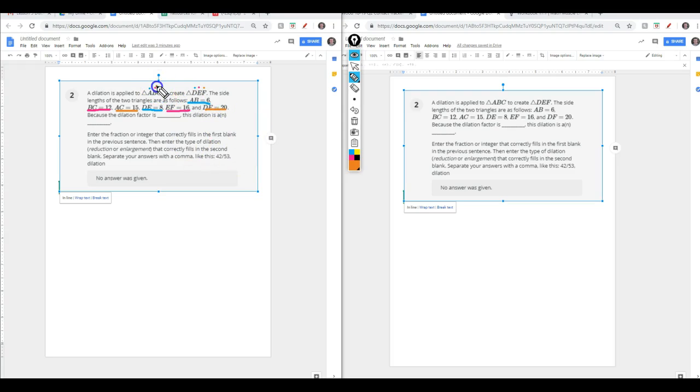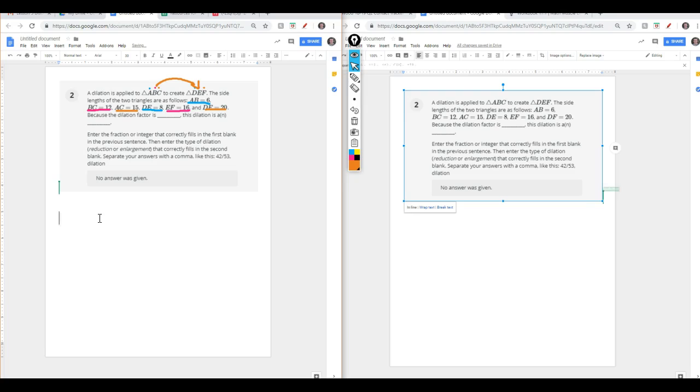So now since it's going from AB to DE, we can set up a statement that says that the side length AB times the scale factor is going to equal the side length of DE, and then by substitution we can have AB is equal to 6. I don't know what the scale factor is. DE though is 8. So then 6 times S is equal to 8.